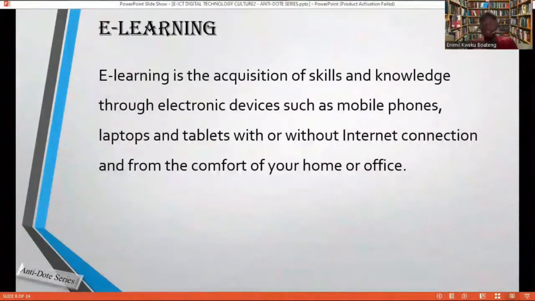You can read some PDF slides, or PowerPoint slides, or a PDF file or doc on your laptop, and you don't need internet to read a PowerPoint slide or a PDF file. So e-learning can take place with or without internet connection. It is very critical and important, and from the comfort of your home or office.